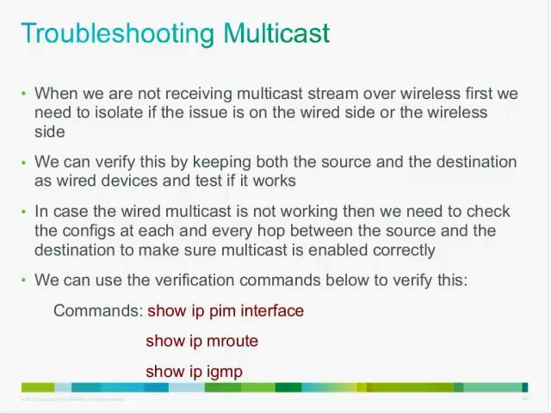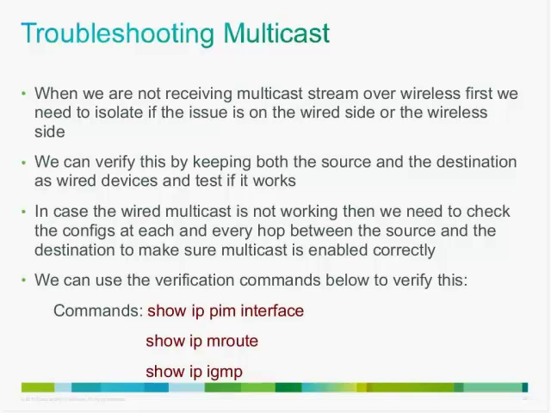Say you have your multicast source on VLAN 10 and the destination is a wireless client on VLAN 20. Instead of having it as a wireless client on VLAN 20, we can just have it as a wired client on the same VLAN and see if that works. The main reason for doing this is that when both devices are wired, we are eliminating a lot of intermediate hops like the AP subnet and the controller subnet. That way we can make sure that at least on the source and the destination subnets, we have multicast enabled correctly.